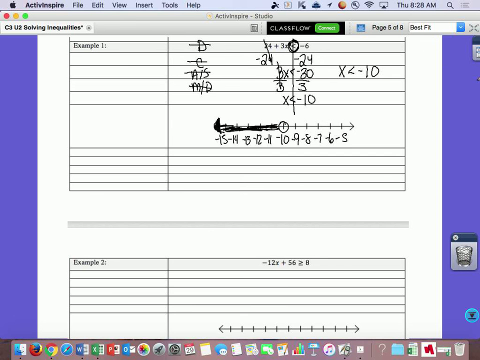I want you to go ahead and try to complete the rest of the examples without me because I know that you do know how to solve two-step equations. If you are having trouble, you need to be asking your neighbor and then asking me. Okay? So you're just solving two-step equations and then graphing it.